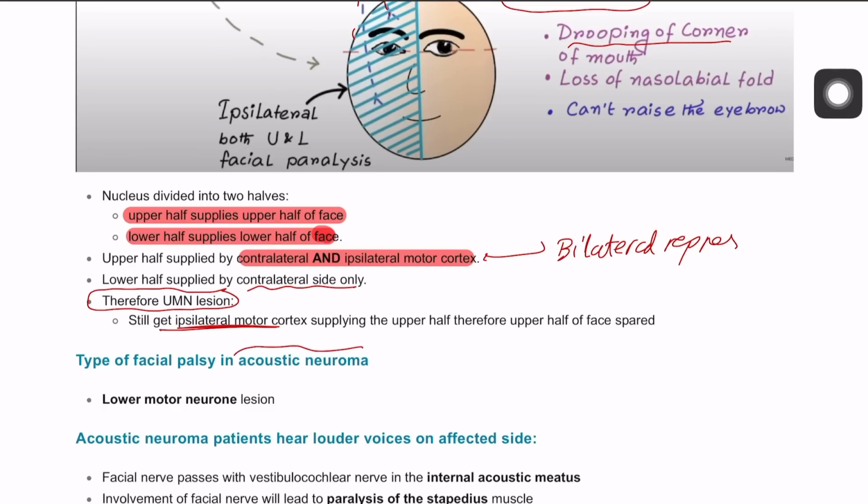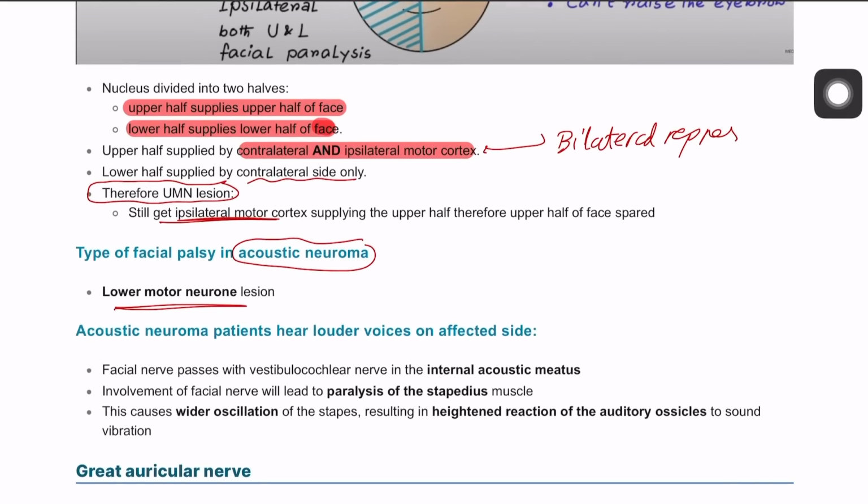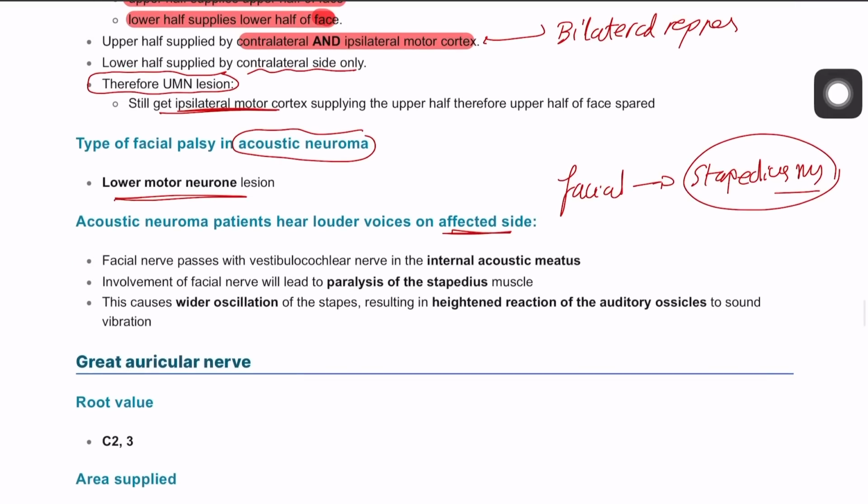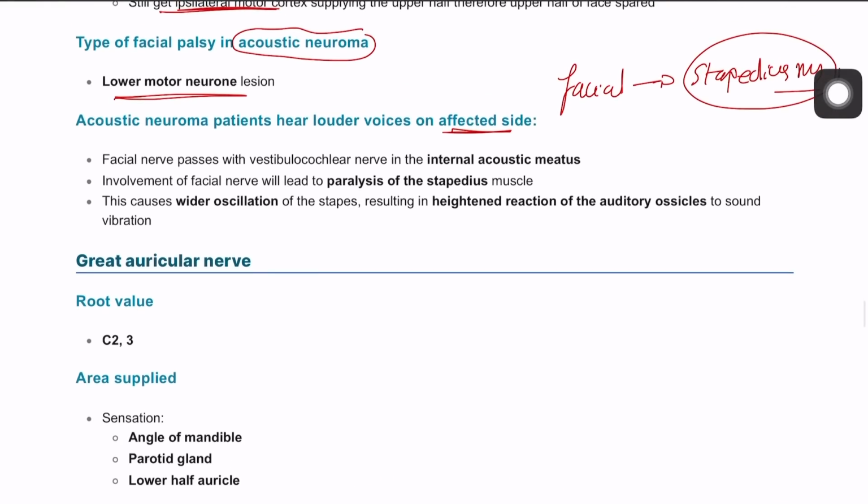Facial nerve palsy in acoustic neuroma would be lower motor neuron. An acoustic neuroma patient hears louder voices on the affected side. Remember when we said the facial nerve gives a branch to the stapedius muscle? When this is paralyzed, the muscle will be very loose and they will have wider oscillation and heightened reaction of the auditory ossicles, and the patient will initially hear the voice louder and later on will completely lose the hearing on this side.